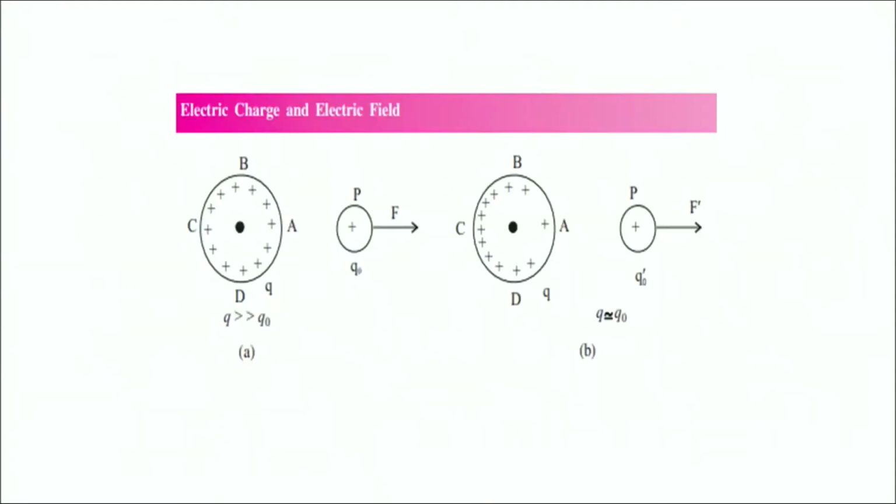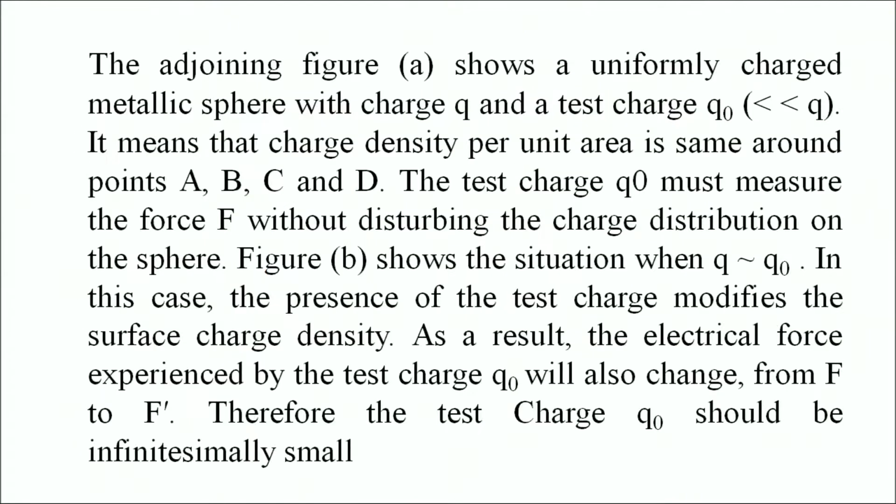In figure B, we have the situation when Q is nearly equal to Q naught. In this case, the presence of the test charge modifies the surface charge density. As a result, the electric force experienced by the test charge Q naught will also change from F to F dash. Therefore, the test charge Q naught should be infinitesimally small. If it is not so, then the force measured will be different.